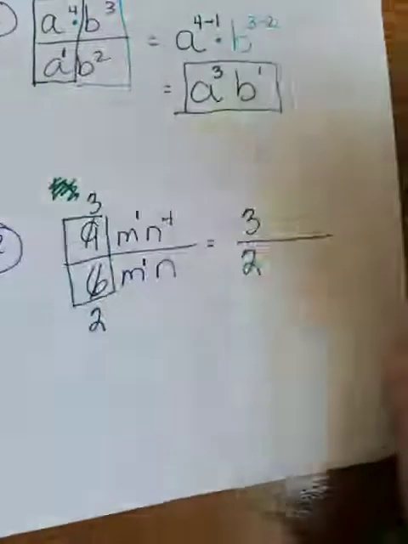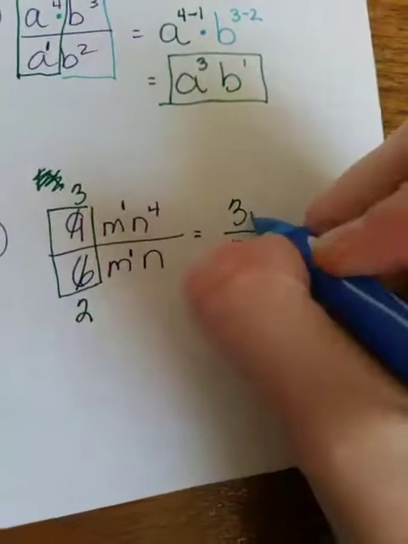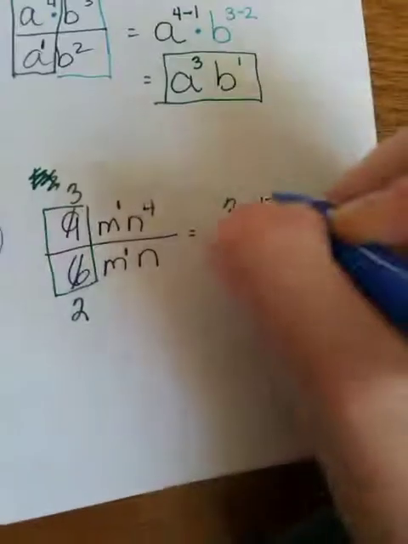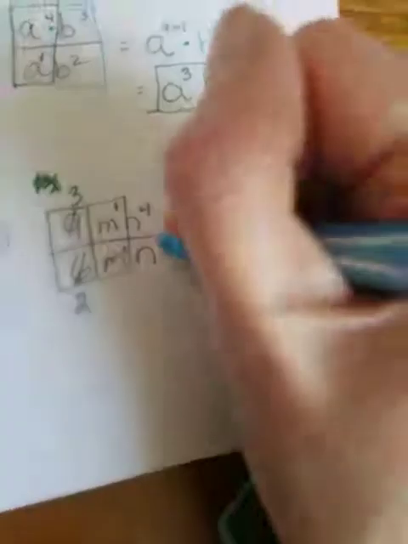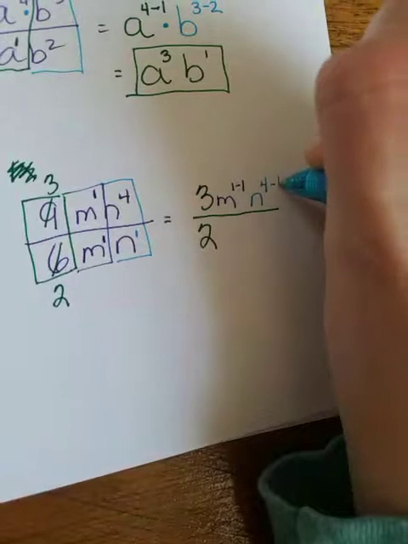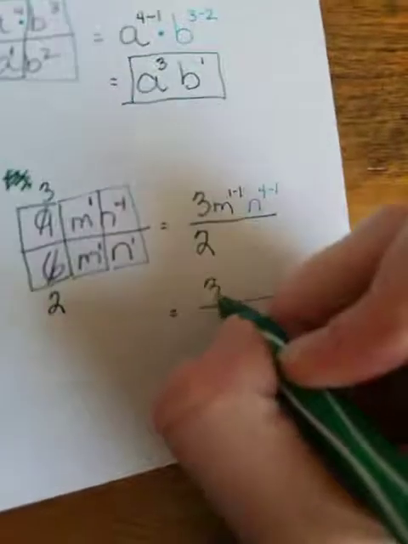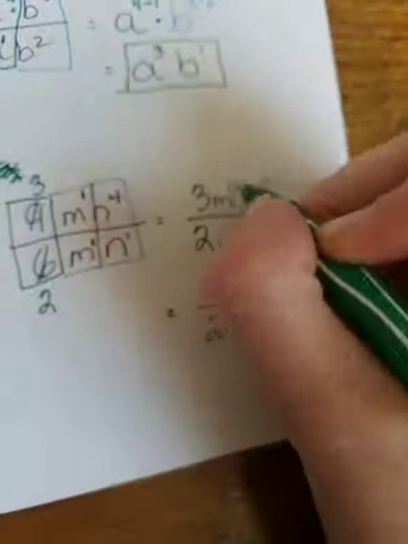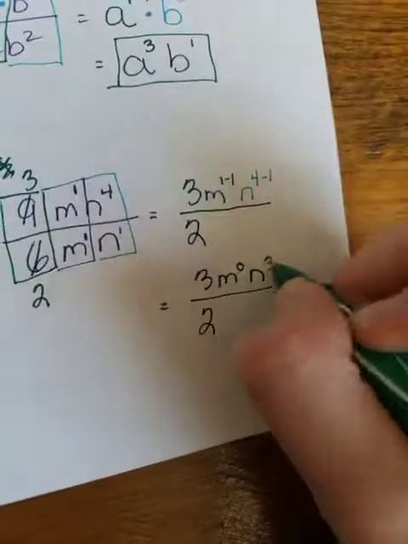Now look at this. You have an m to the first over m to the first. So I can go through this, but I'll also show you something else after. So I have an m to the 1 minus 1. And then my last one are the n's. Remember, that's an n to the first on the bottom. So it's n to the 4 minus 1. Okay. So the 3 stays, the 2 stays. What's 1 minus 1? That's 0. And 4 minus 1 is 3.